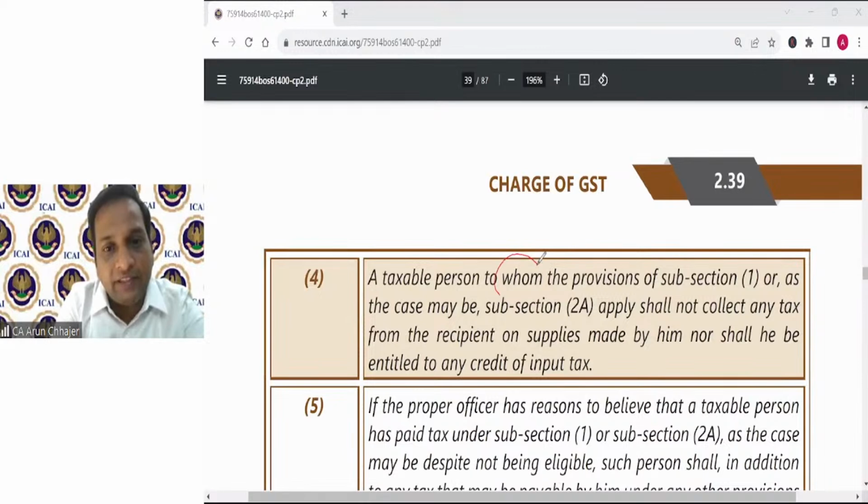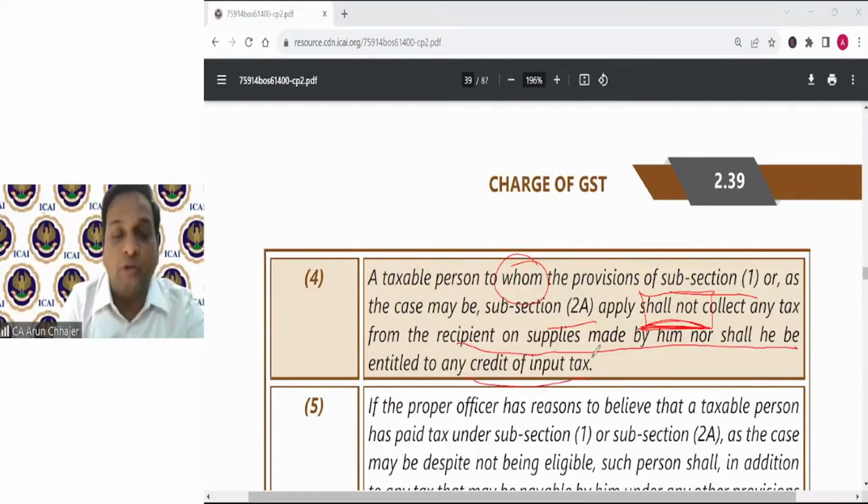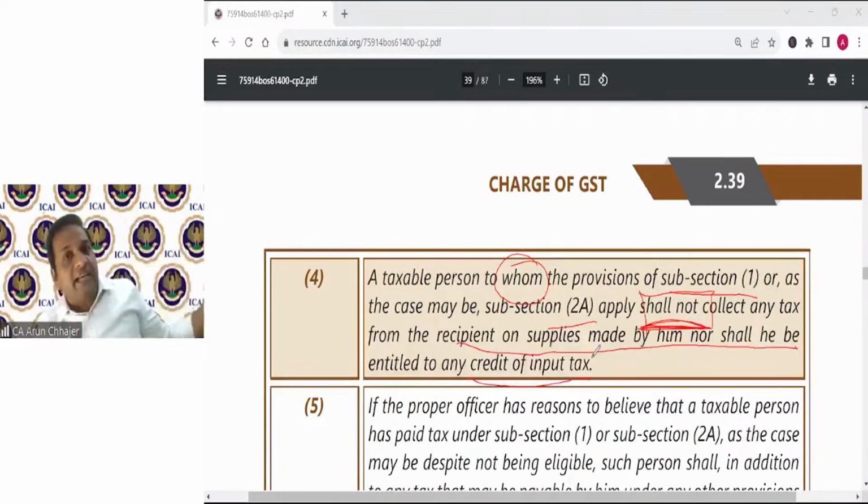Then a taxable person to whom the provisions of 10.1 and 10.2A apply cannot collect the tax from the recipient, nor shall be entitled to take the ITC. So both: neither can I collect it from the customer, nor can I take ITC on whatever tax I have paid.